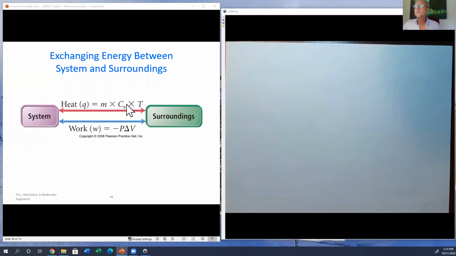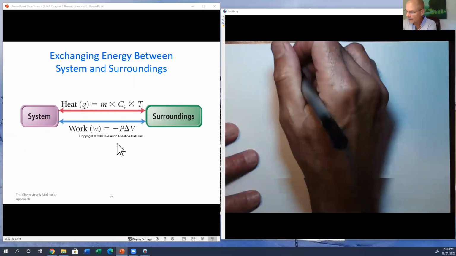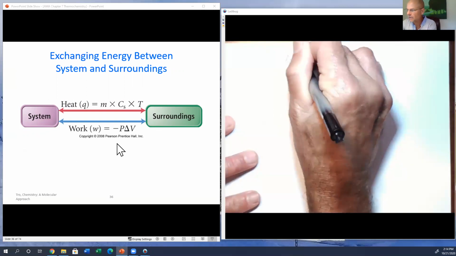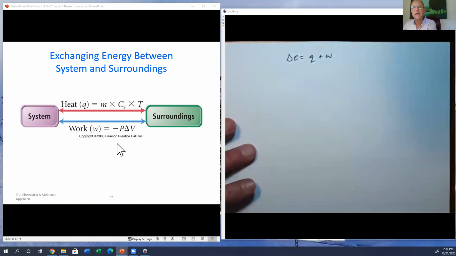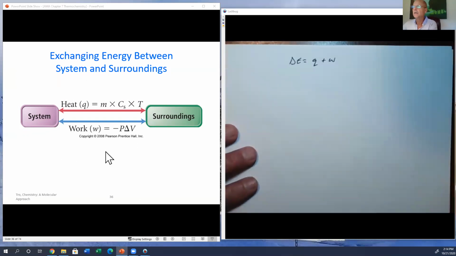Okay, so we now see that a system and its surroundings can exchange energy via heat, or via work, or via both. They can both happen simultaneously. Delta E, the change in energy, is always going to be Q plus W, the sum of heat and work, because you have to take both of those into account.